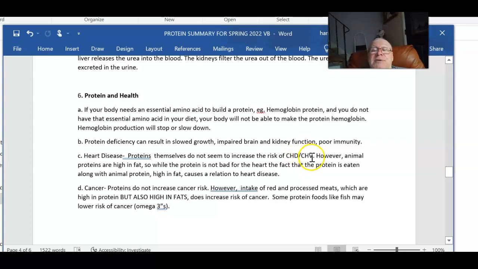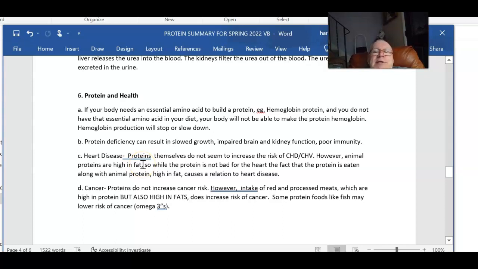CVD is coronary vascular disease. Proteins themselves don't seem to cause problems with the heart or the vascular system, the arteries and veins and those kinds of things. However, animal proteins are high in fat. In other words, you eat a steak.